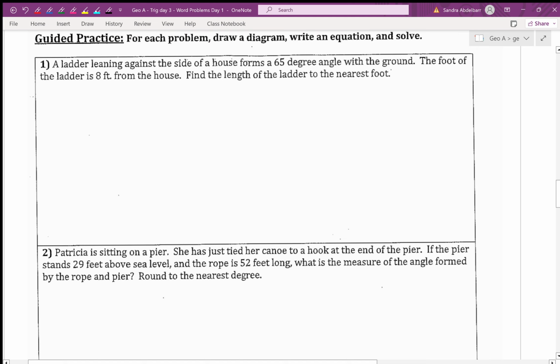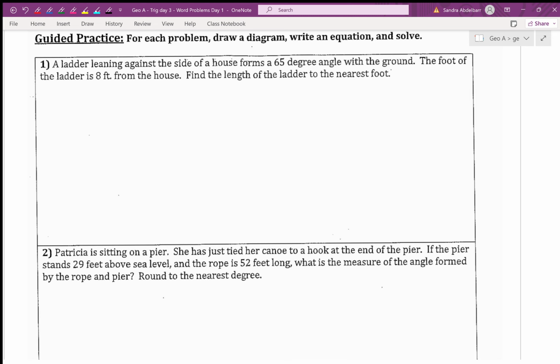All right. Number 1, a ladder leaning against the side of a house forms a 65-degree angle with the ground. The foot of the ladder is 8 feet from the house. Find the length of the ladder to the nearest foot. All right, half the battle here, or honestly, I'm going to say like 80% of the battle here is just creating and labeling the diagram correctly. Once you do that, it should all be fairly simple after that.